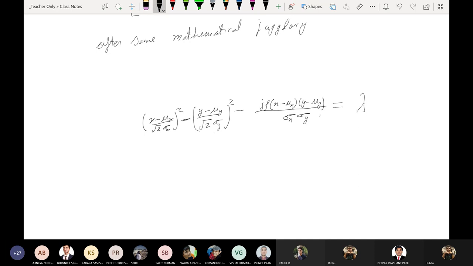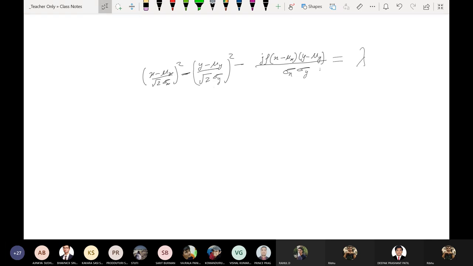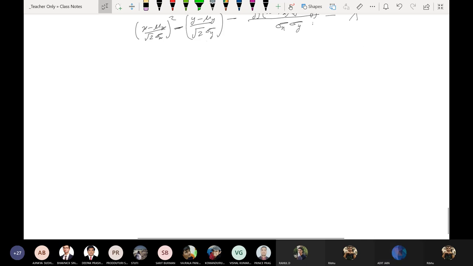Yes, sir. So now my question is, what is this? Sir, this looks like an equation of a circle. This is an ellipse. Ellipse. This is an ellipse. So we'll approach a circle, but not right now.